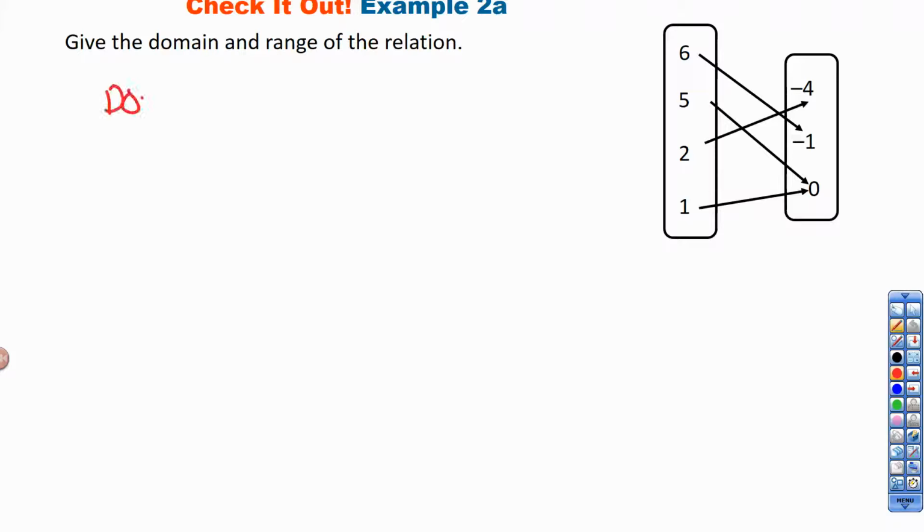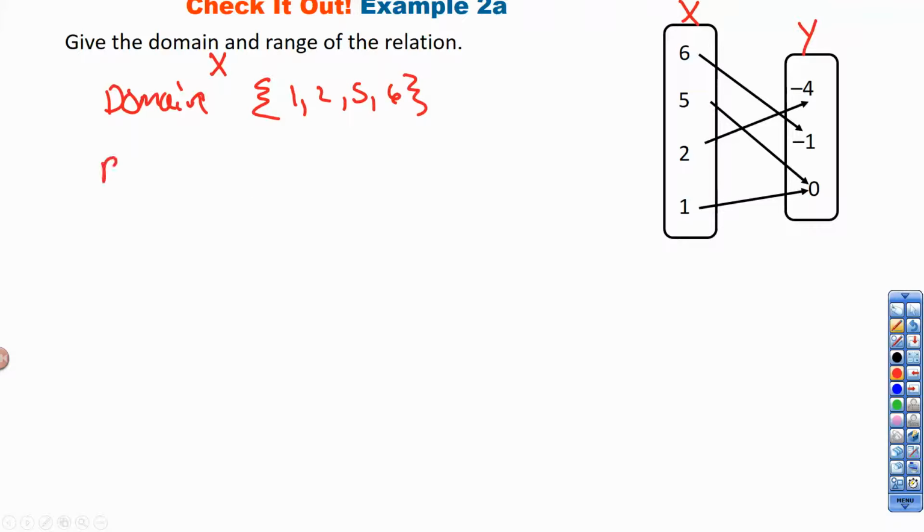So the domain, is that going to be our first column or our second column? Which one is our x column? This is our x column, and this is our y column. So the domain is x, so we'll do the x. All right, go ahead and give me those points, starting with the smallest and working your way to the largest, or starting with the highest and working your way down. 1, 2, 5, 6.